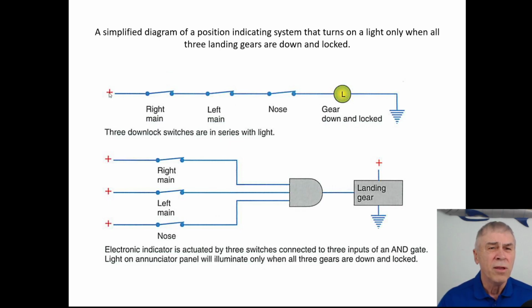So basically, this electrical signal is going to run through the three micro switches on the right, the left, and the nose gear. And so if they're all closed, you're going to get a complete circuit ground, and it's going to illuminate the light, indicating that the gear is down and locked.